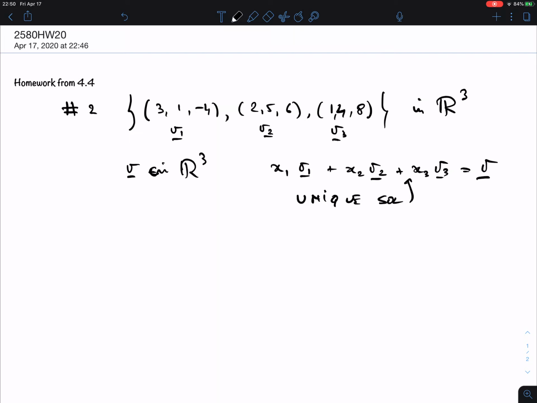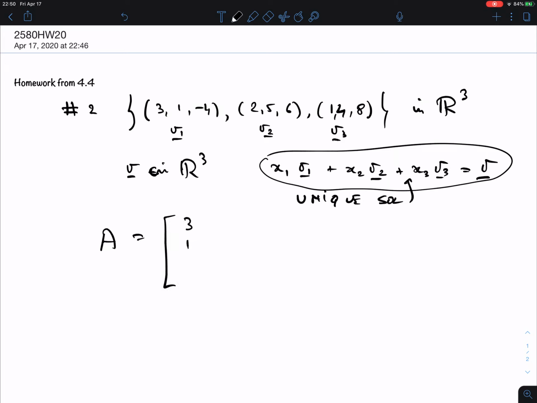So what does that mean? What's the matrix of this linear system of equations? If you think about it, the matrix is given by putting the vectors in as columns. We almost always do this: we write those vectors as columns in our matrix.